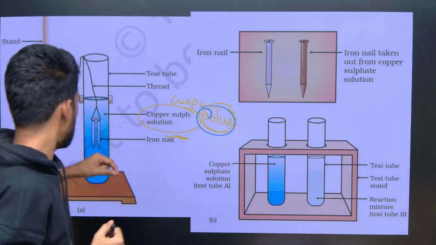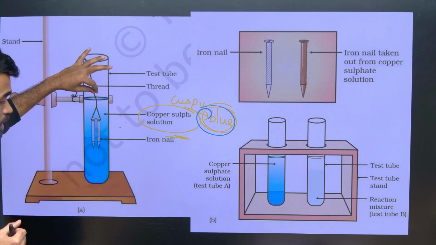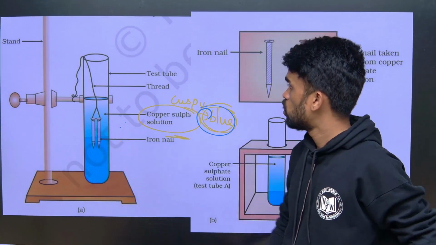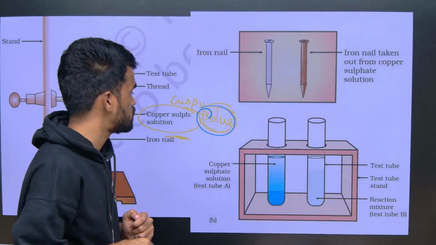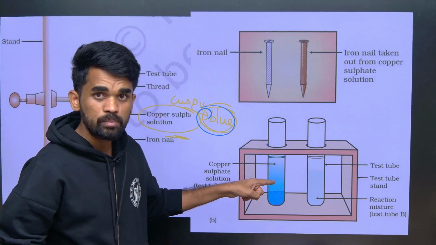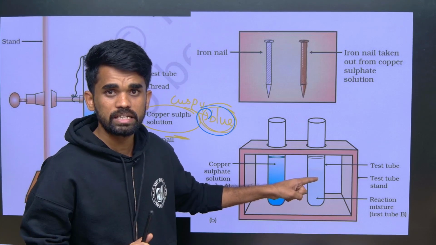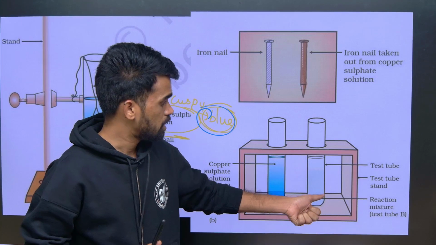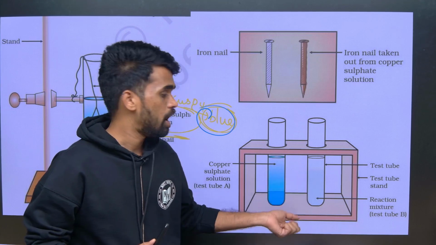Now those two iron nails we have kept in this blue copper sulfate solution for some time. After that time, what change have we seen? The blue color was there at the starting of the experiment, but at the end of the experiment, after some 20-30 minutes, all the blue color has faded out. It is almost colorless, or a very pale, light blue.